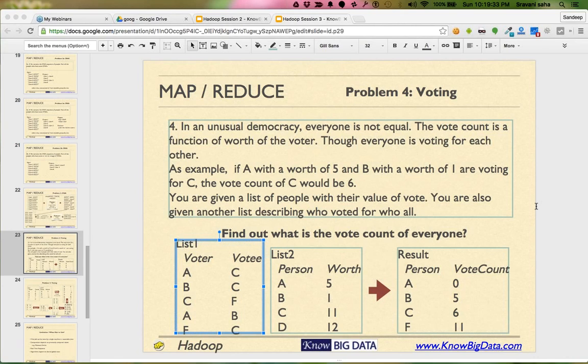Yes, anybody else has tried solving this? Yes, anybody has tried solving this?